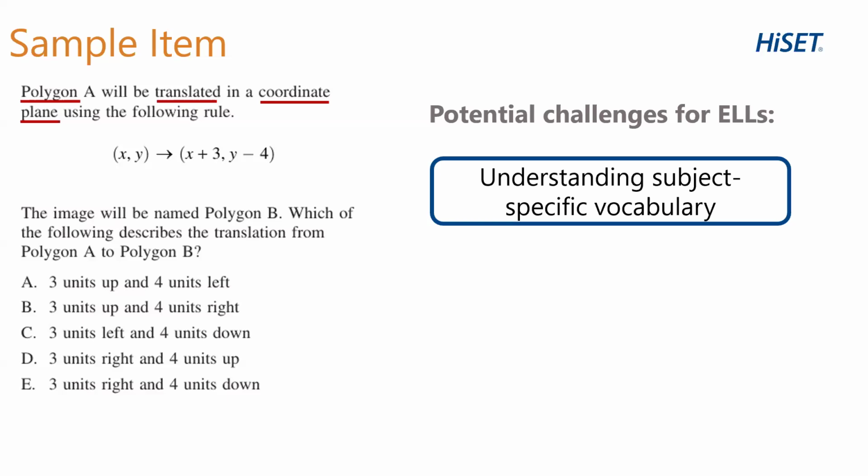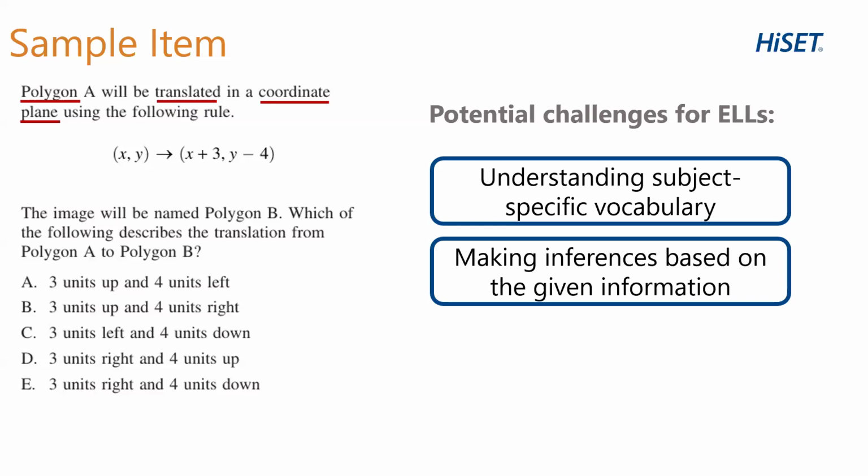You can see they need to understand polygon and translated, because translated here is not really the translation that we usually use in our daily life context, right? Translated means something a little different in a math context. There's also coordinate plane again, so they need to understand all that. And making inferences based on the given information. So they need to read all the information that was provided for them.